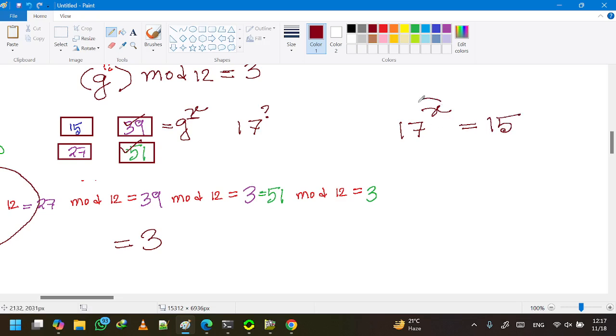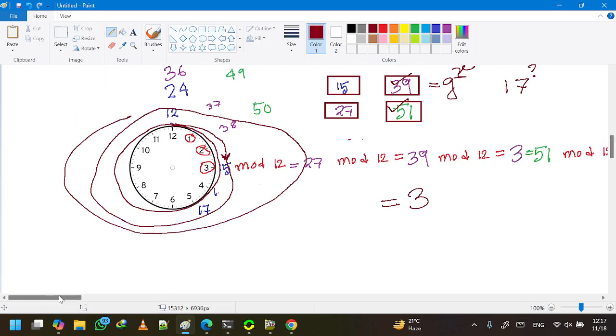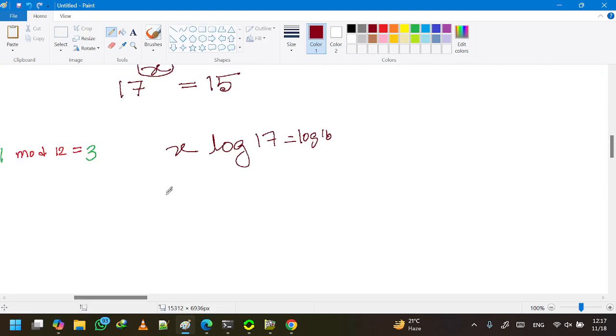Now, to calculate the value of x, we need logarithm. So x log 17 is equals to log 15. So overall x will be log 15 divided by log 17.